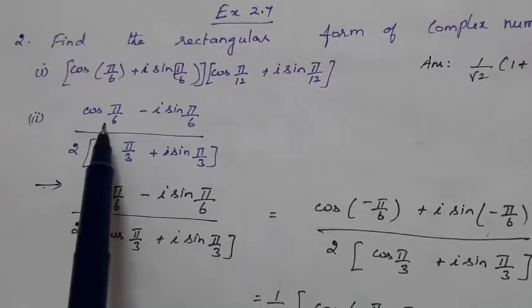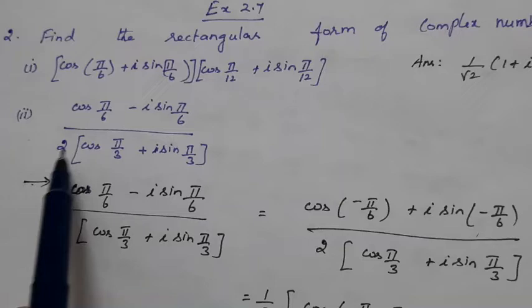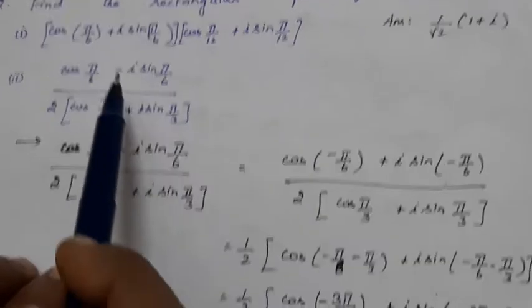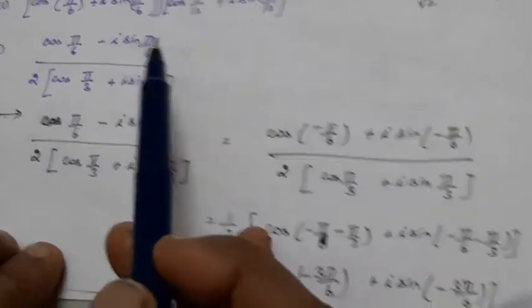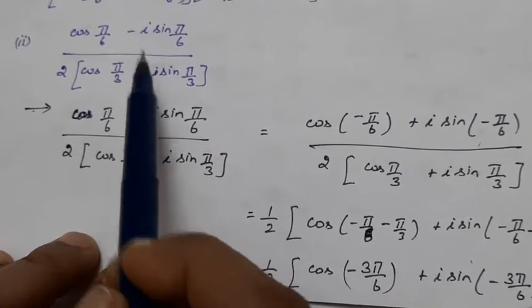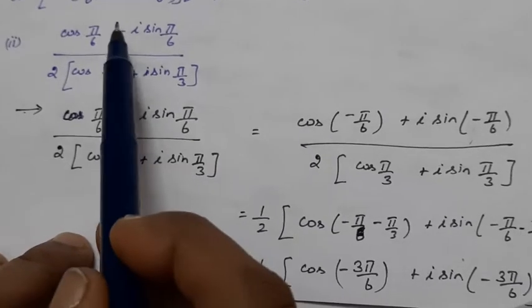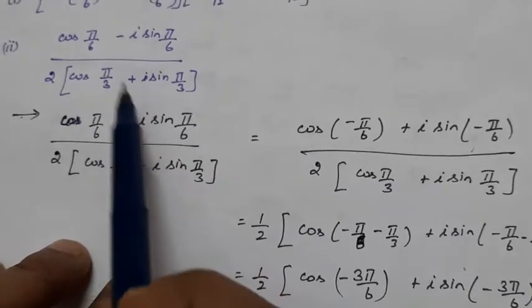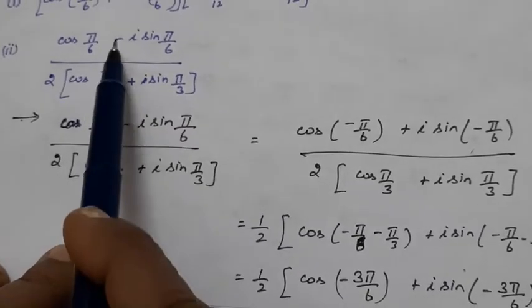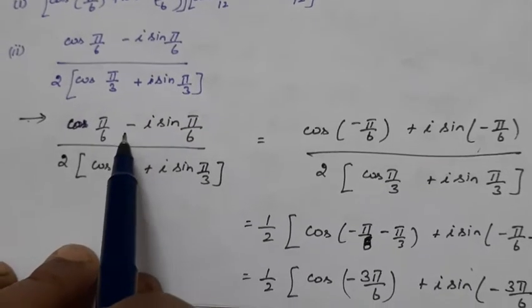Then the second one: (cos pi by 6 minus i sin pi by 6) by (2 (cos pi by 3 plus i sin pi by 3)). Why am I doing this? Because there is a minus. What is the rule? If there exists a minus instead of plus, polar form means you should have plus, but it is minus here. So how to do this problem with the minus sign? If the problem comes with a minus sign, what you have to do?